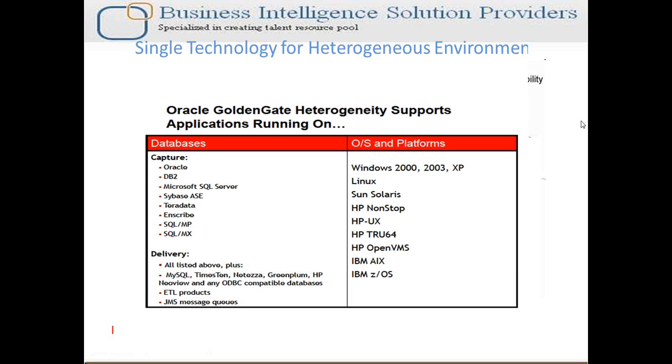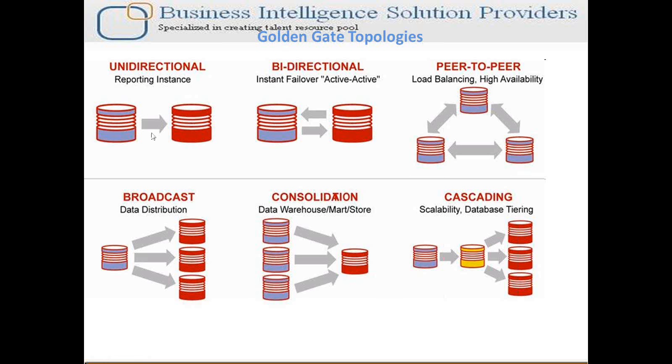So this was the thing I was talking about. These are the topologies it is supporting. Unidirectional is very simple. I think you know what unidirectional is. One is source, one is target. Now bidirectional is no source, no target. Changes made on A go to B, and changes made on B go back to A.